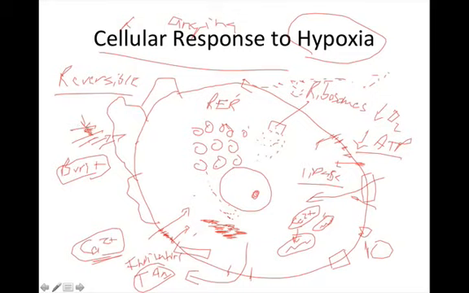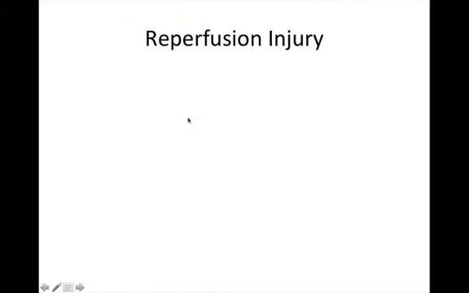All right, and in talking about this ischemia, this kind of leads me to think about another example of an injury that can occur that's related to this, which is reperfusion injury. So let's say we've got a vessel here, and this vessel is occluded, it's blocked.